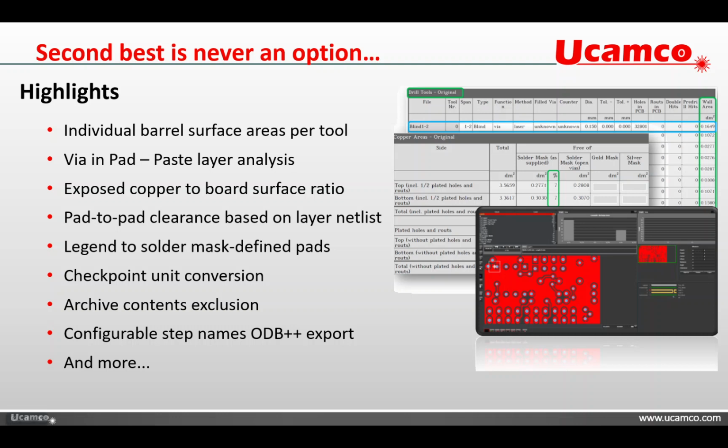A topic on legend to solder mask defined pads I will briefly talk about. There is something about checkpoints and the units that we use in there, an archive contents exclusion option, and configurable step names for ODB++ export. And in fact, there is probably just about the same amount of other features and items in there, which I will basically just briefly touch upon towards the end and refer to the technical release notes, where you will find all details on any of these items.